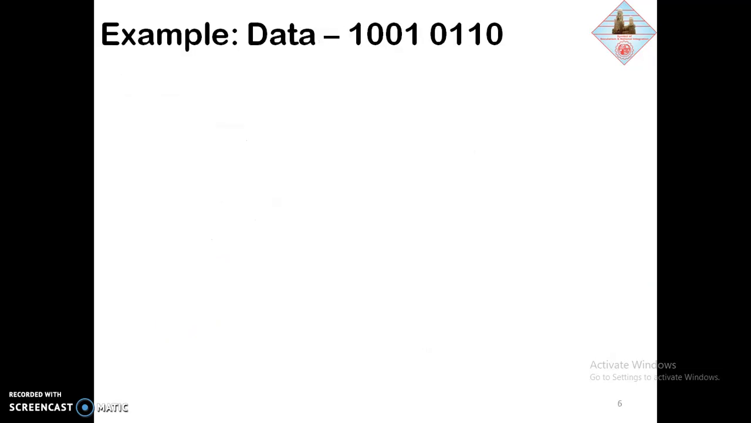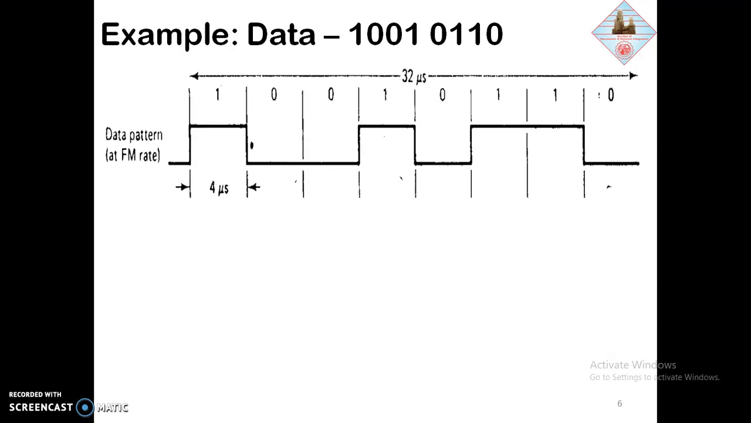Now let's take an example. Suppose that the data to be written is an 8-bit binary number such as 10010110. Now we can represent this data in a graphical form like this. Here, each bit requires 4 microseconds to be processed. So the total amount of time required to process this entire data is 32 microseconds. Now, remembering the rules that we learned from the previous slide, let us encode this data using FM technique.